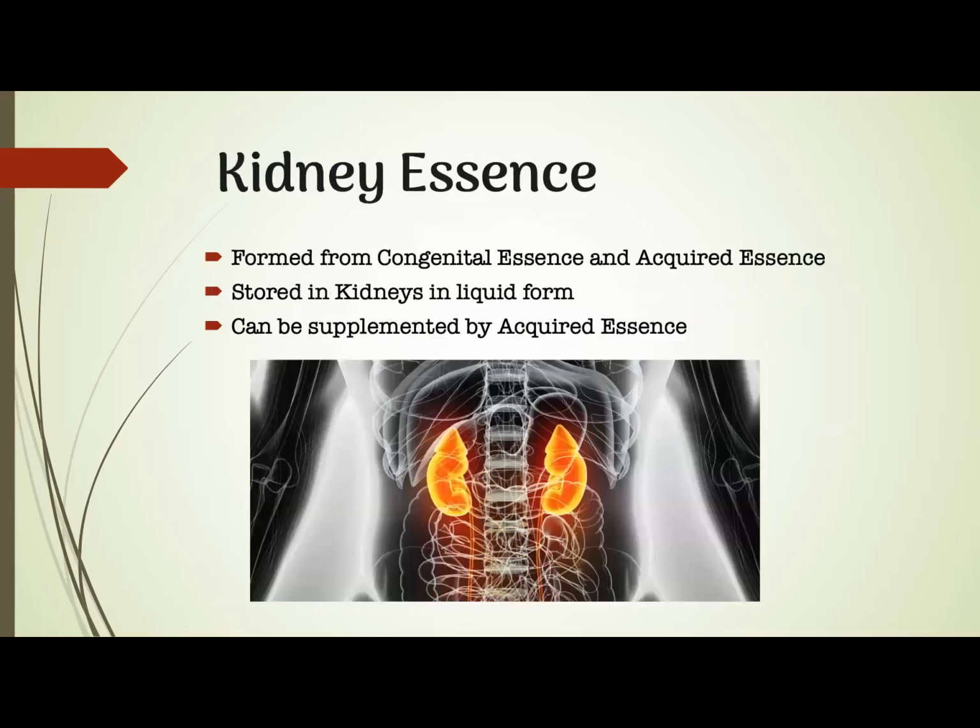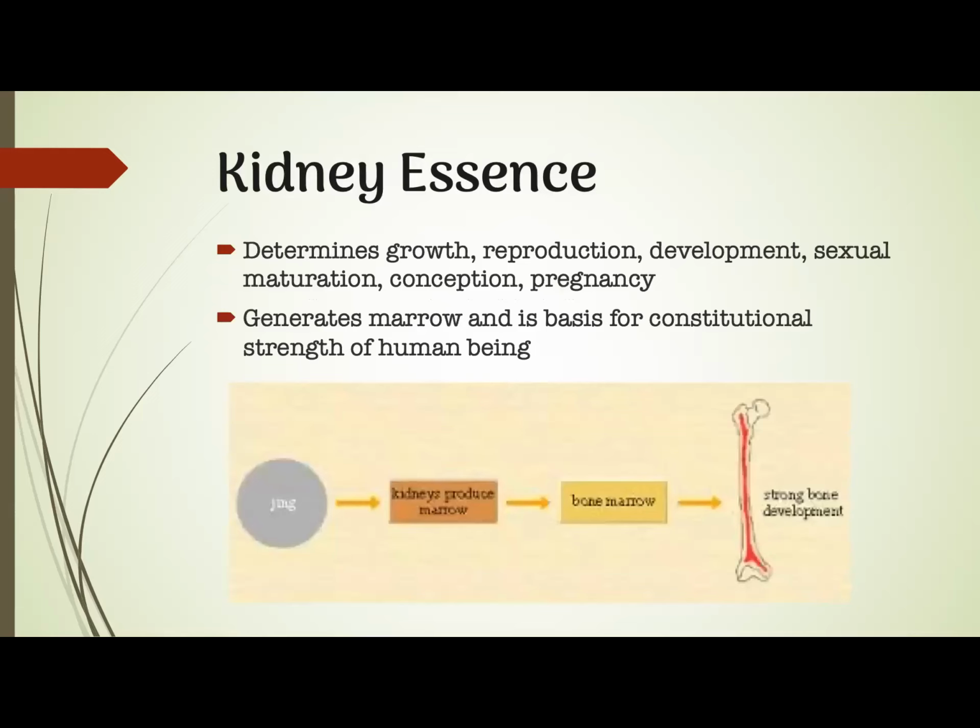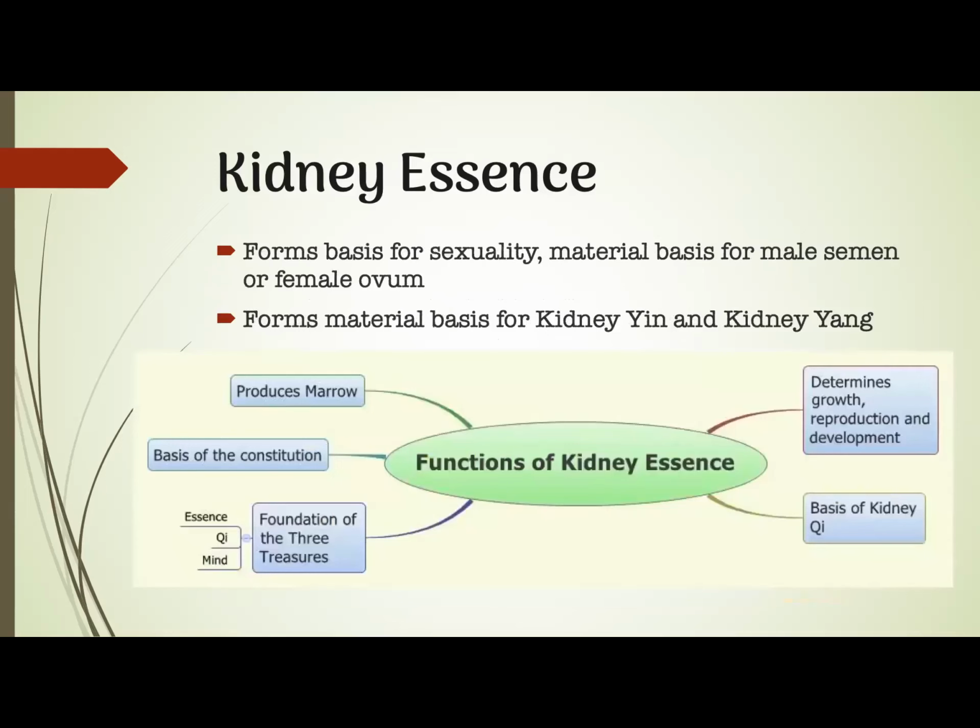Kidney essence is formed from congenital essence and acquired essence, stored in the kidneys in liquid form, and can be supplemented by acquired essence. Kidney essence determines growth, reproduction, development, sexual maturation, conception, and pregnancy. It generates marrow and is basis for constitutional strength of human being. So here it is illustrated that Jing in the kidneys produces marrow, and then the bone marrow nourishes the bone to have strong bone development. Kidney essence forms basis for sexuality, material basis for male semen or female ovum. It forms material basis for kidney yin and kidney yang.